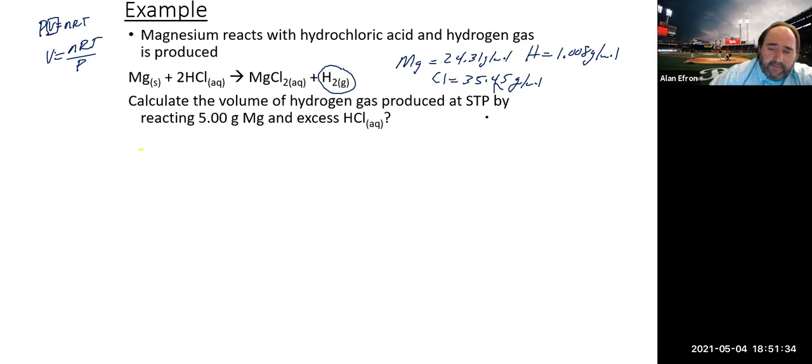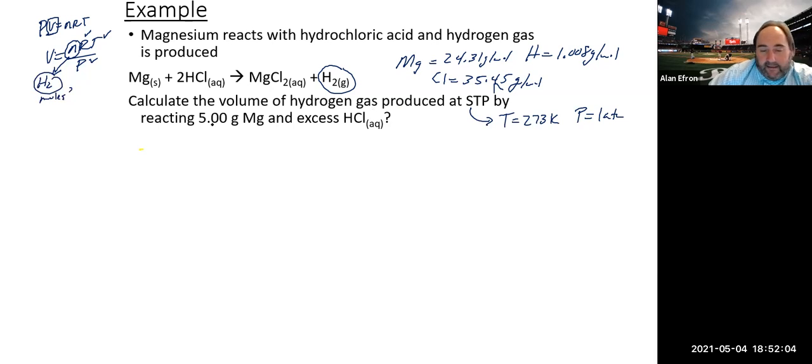So we do have STP given to us. Remember that is a 273 value for the temperature, even though it just says STP. And obviously our pressure is 1 atmosphere. So much like last time, we have a pressure, we have a temperature, and we always have R. Just like last time, we're missing the ability to solve for the volume right up front, because we don't have the moles of hydrogen gas in this case. So we need the moles of hydrogen gas.